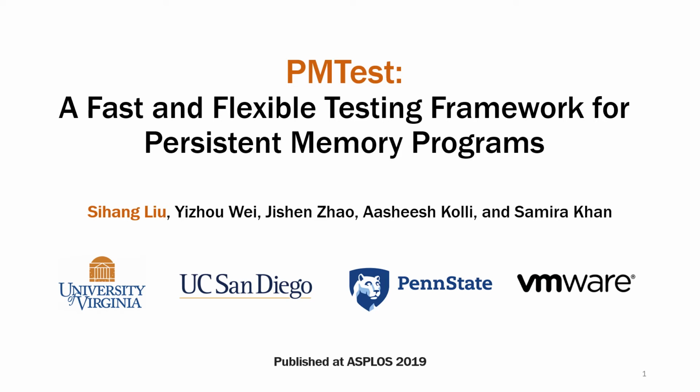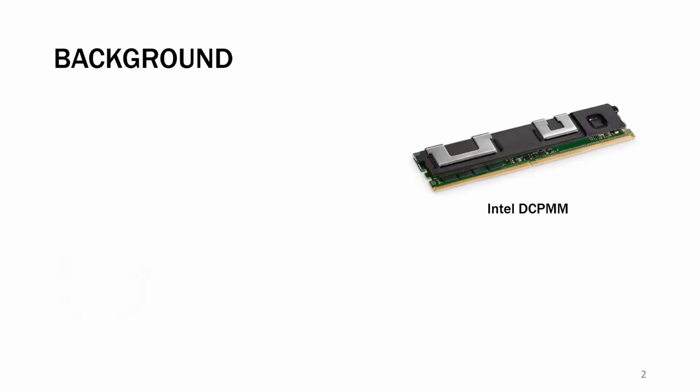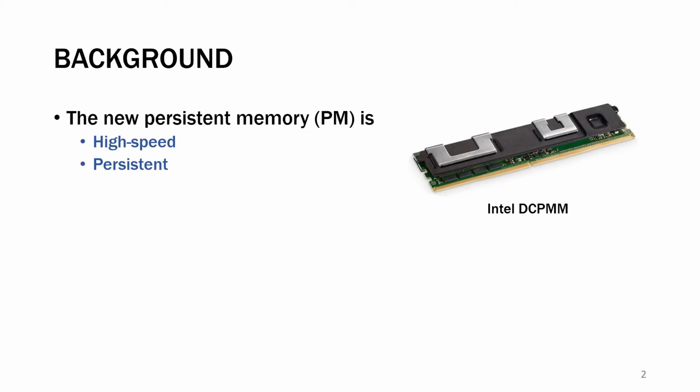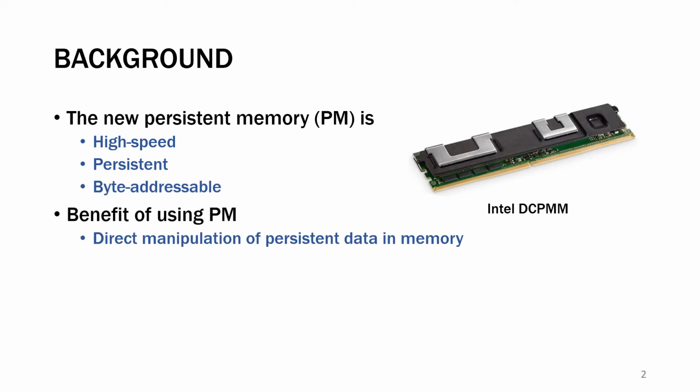This talk is an overview of PMTest, a fast and flexible testing framework for persistent memory programs. I will start with the background on persistent memory. This image shows Intel's recently released DC persistent memory module. The new persistent memory is high-speed, persistent, and byte-addressable. Using persistent memory, the program can directly manage persistent data in memory without going through the file system.